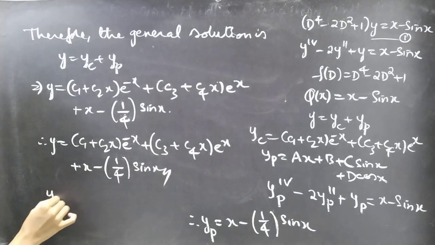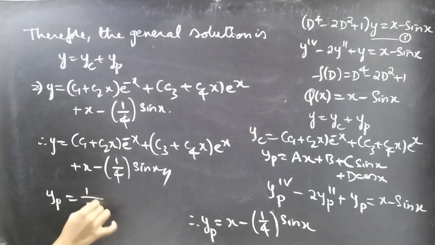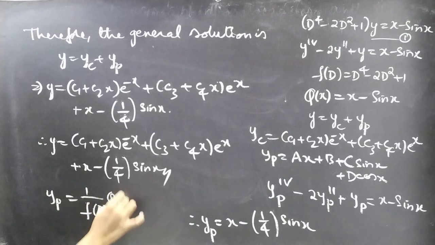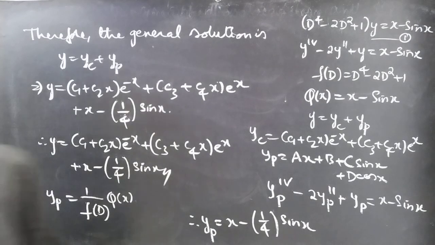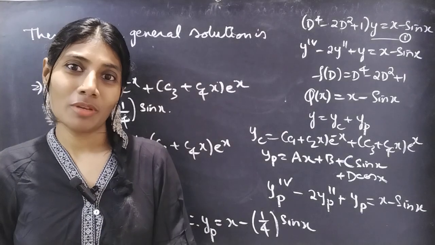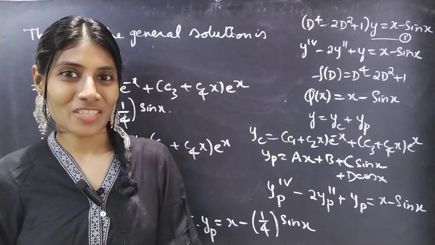We can verify yp using yp equal to 1 by f of D into Q of x. Okay, fine. Well, we have seen a problem using method of undetermined coefficients in this video.